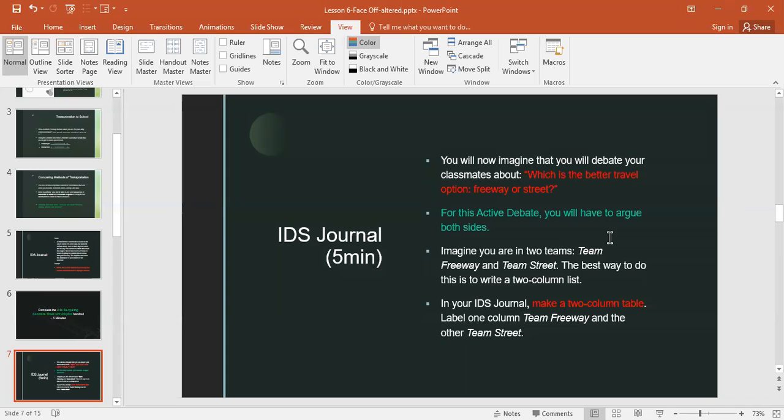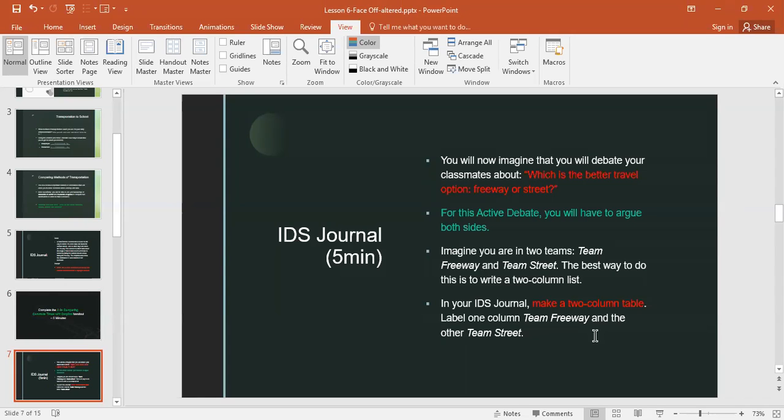Okay. So you're going to look at and see what the streets have going for them. Why would I recommend streets? And then you're going to look at it from the other perspective and say, okay, why would I recommend freeway? Right? Let's forget about the streets for a second. Why would I recommend freeway?